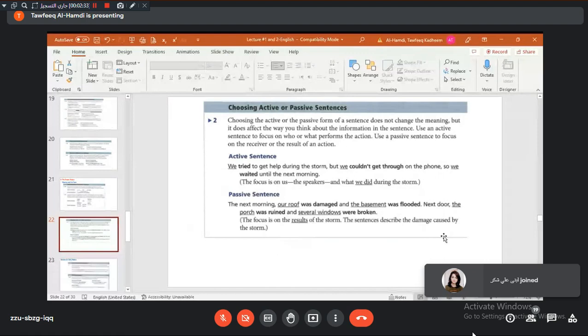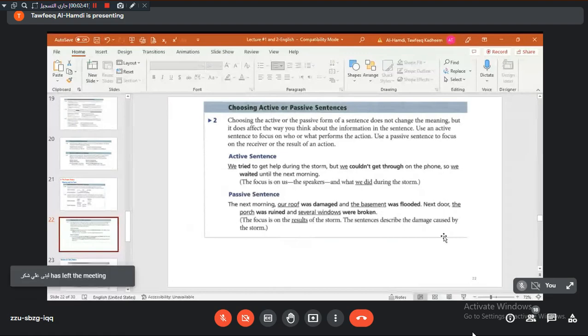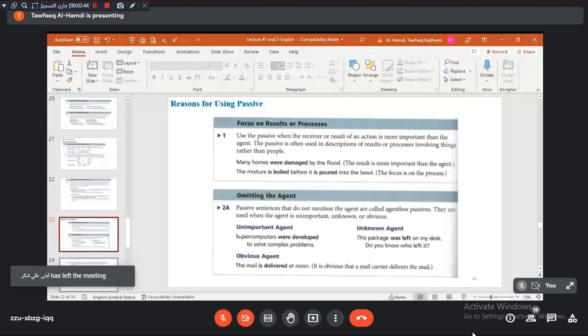Concerning the reasons for using the passive form, we can put the following notes. The first one is related to the focus on results or processes. First, use the passive when the receiver or result of an action is more important than the agent. The passive is often used in descriptions of results or processes involving things rather than people.